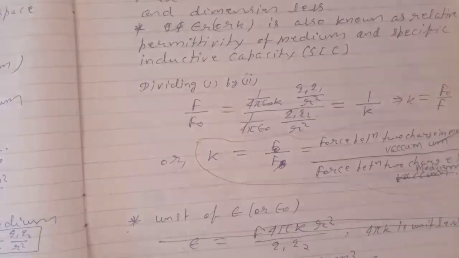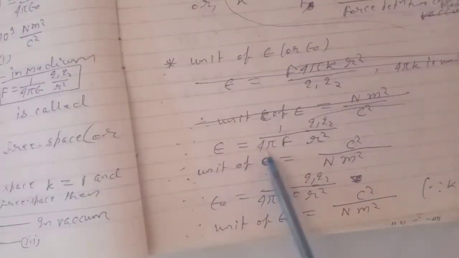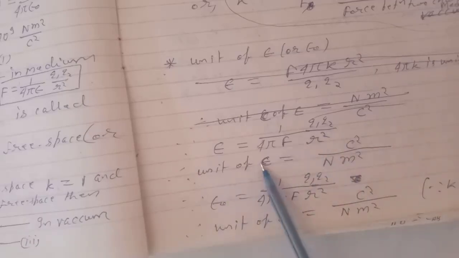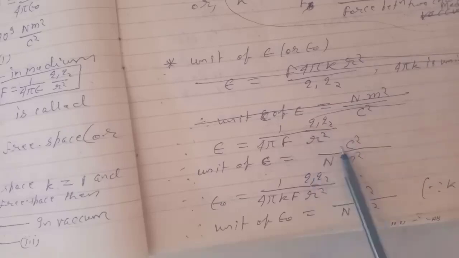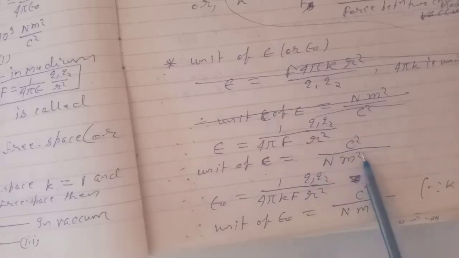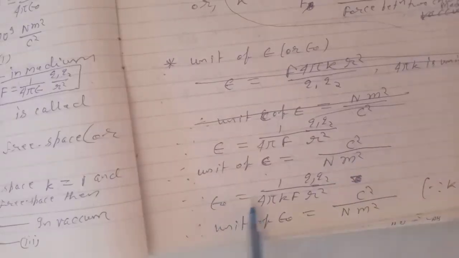Say now, the unit of epsilon or epsilon naught. We have, since epsilon equals 1 by 4 pi F into q1 q2 by r square, hence the unit of epsilon will be charge into charge, coulomb square, and this is a constant, and force is Newton, and r square is meter square. So coulomb square by Newton meter square. Since epsilon naught equals 1 by 4 pi k F into q1 q2 by r square, hence the unit of epsilon naught is again coulomb square by Newton meter square.